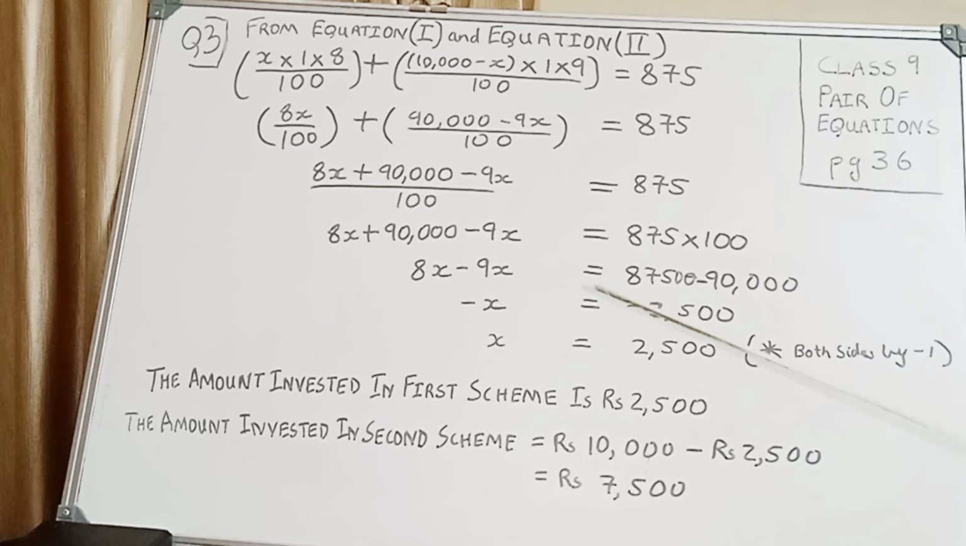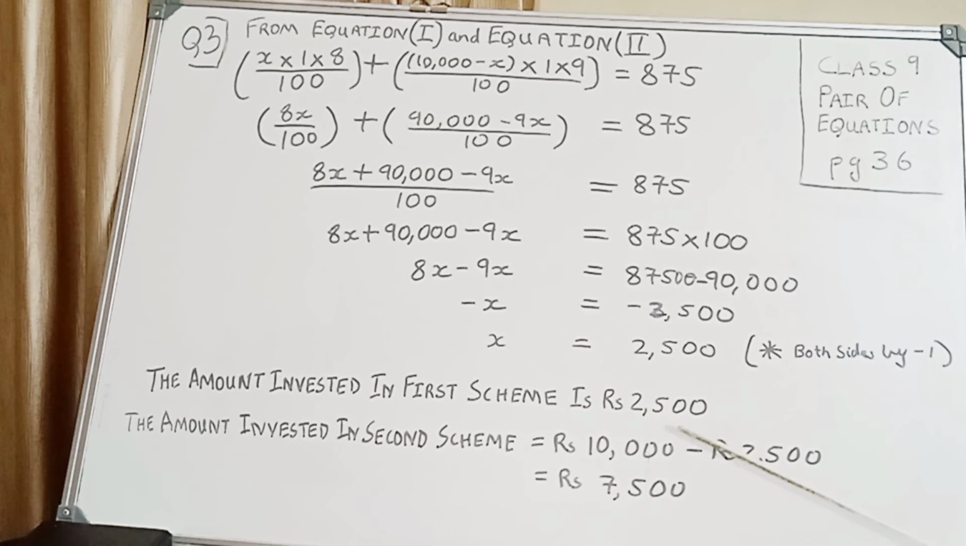You will get 2,500. So here also minus is there, here also minus is there. So multiplying both sides by -1, you will get X is equal to a positive integer 2500. So you have got X as 2500. So the amount invested in the first scheme is 2500.